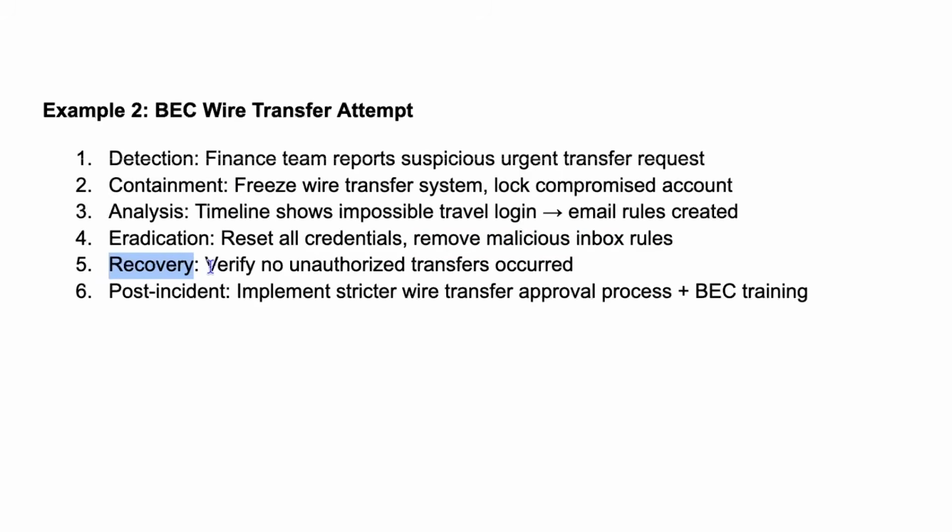Then we're going to recover. So verify that there are no unauthorized transfers that have actually occurred. If anything has been initiated, we need to stop it in its tracks. We need to reverse the request, all of that stuff. And in post-incident, we need to implement stricter wire transfer approval processes, meaning that if there's a request, even from the CEO, it needs to go through at least 2 different mechanisms of approval before it's sent to the finance team for them to initiate the wire.